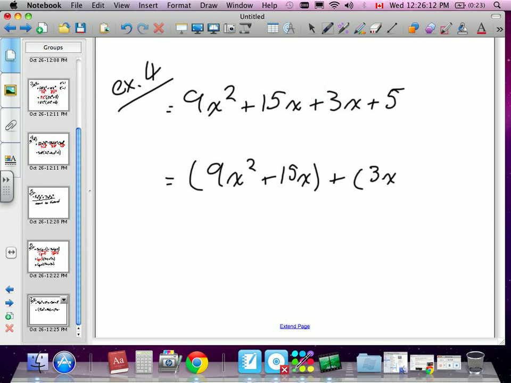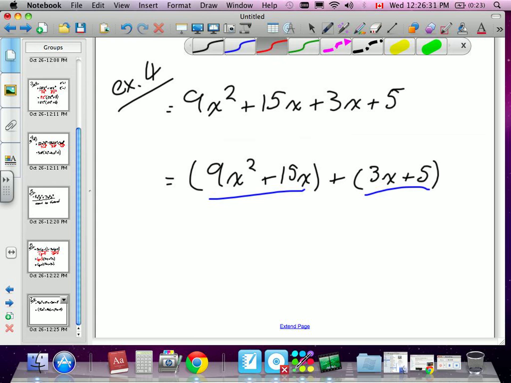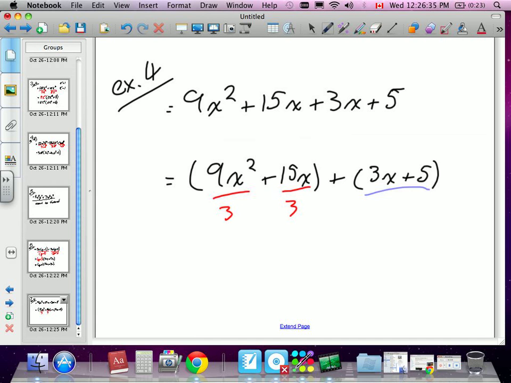I've inserted these brackets. They haven't changed the question, okay? If I take the brackets off, it's still going to be the exact same question as above. But now what I'm going to be doing is I'm going to find the common factor between these two and the common factor between these two. So what would a common factor be of 9 and 15? 3. And what about x squared and x? Just x to the power of 1, okay?